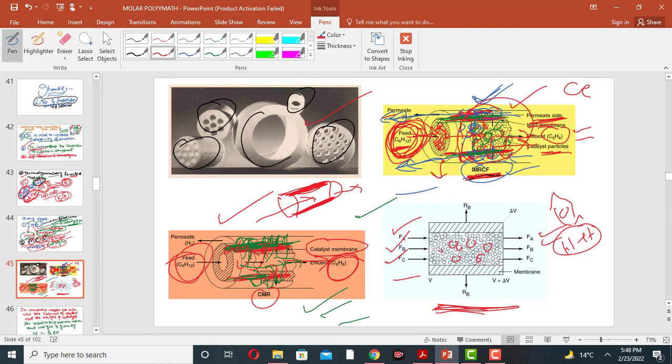A, B, and C are entering at volume V and leaving at volume V plus delta V, and component D leaves through the side of the membrane, which is RD. So the rate of diffusion out of component D through the side of the membrane is denoted by RD.